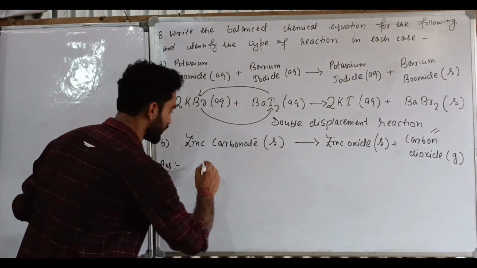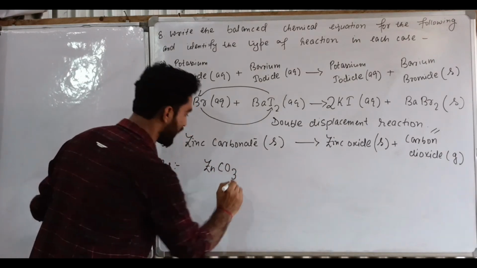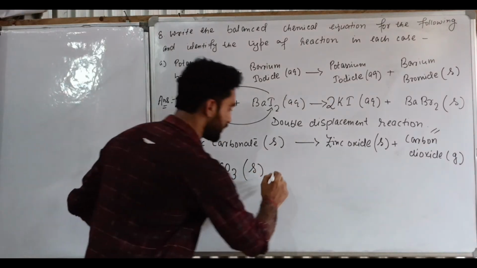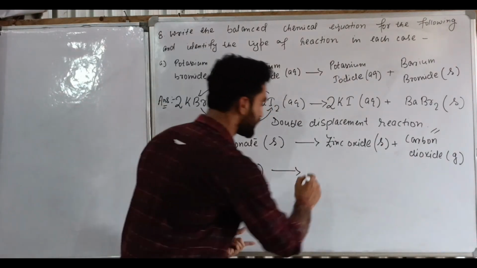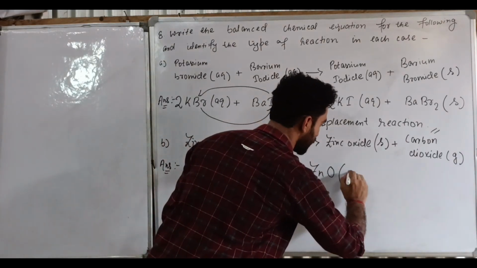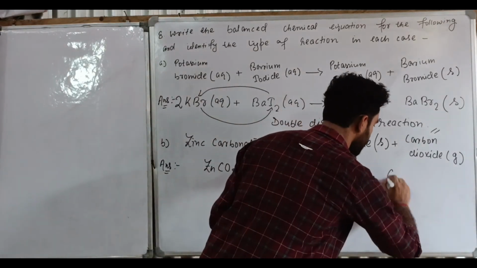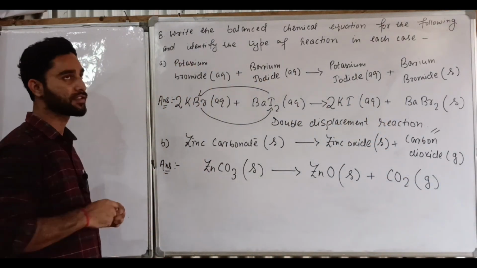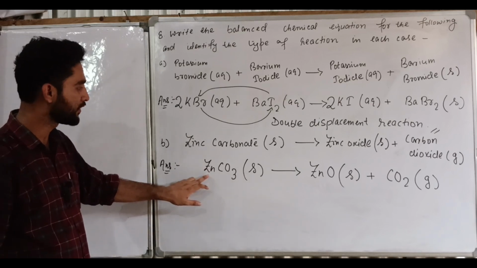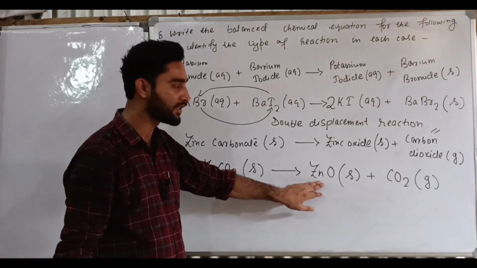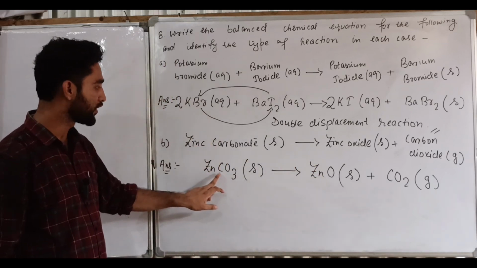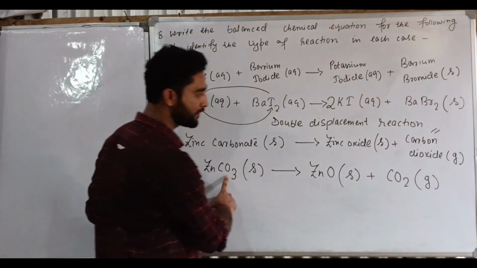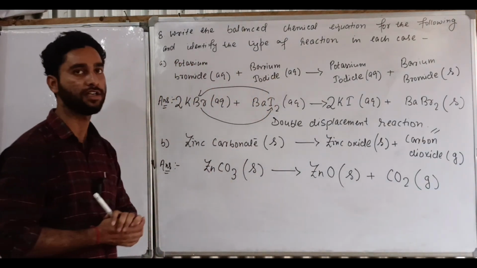Next is zinc carbonate. Zinc carbonate formula is ZnCO3. Its state is given as S, meaning solid state. So zinc carbonate breaks into zinc oxide, which is also in the solid form, plus carbon dioxide in the gaseous form. Let's first balance this chemical equation. First, balance the zinc. Zinc is the metal. Zinc on the left hand side is 1, right hand side also 1. Zinc is balanced. Then carbon: carbon is 1, this side also carbon 1, balanced. Now oxygen. This side oxygen is 3, this side 1 plus 2 is 3. That means the reaction is already balanced.